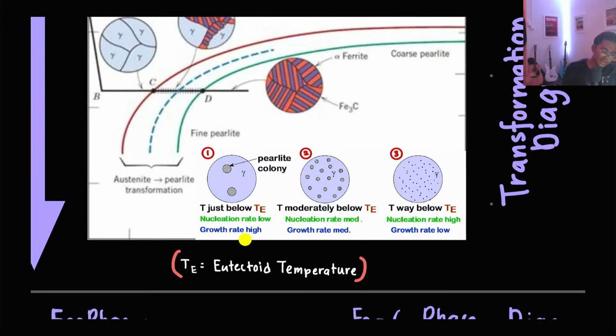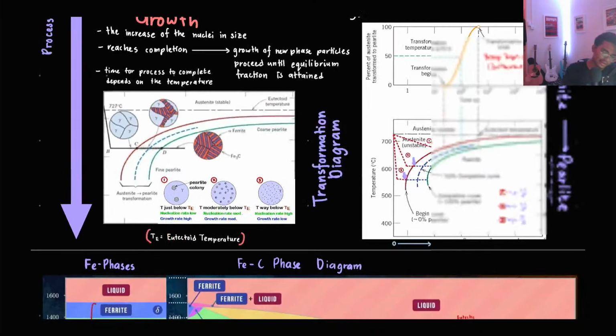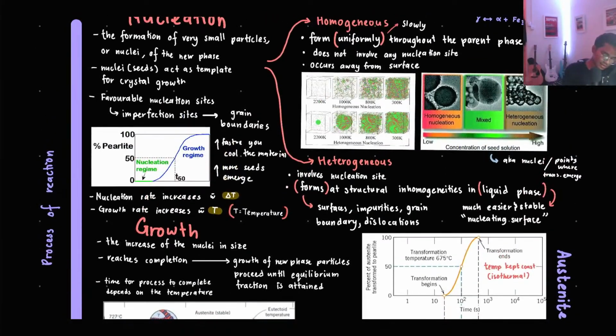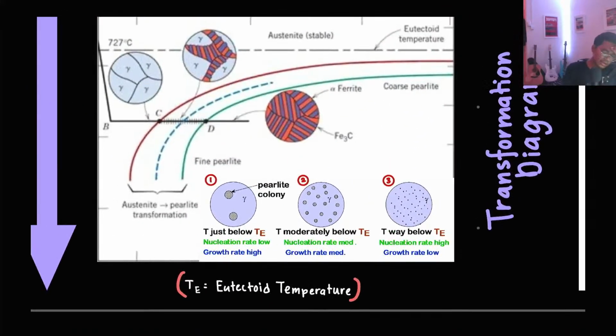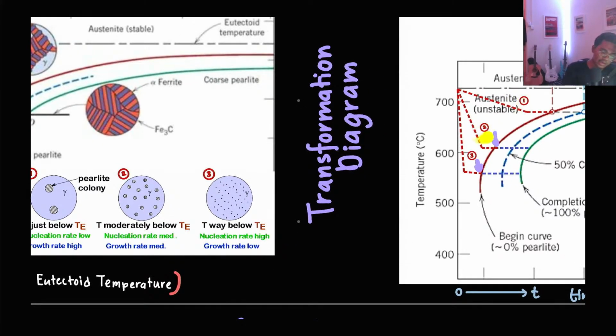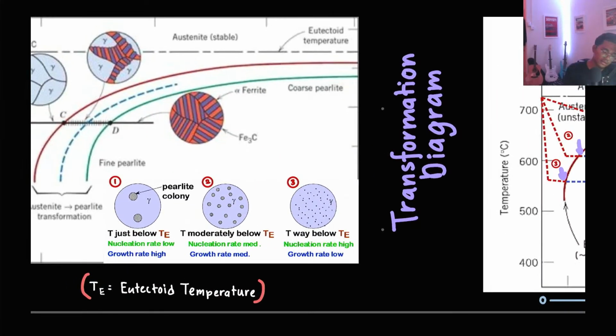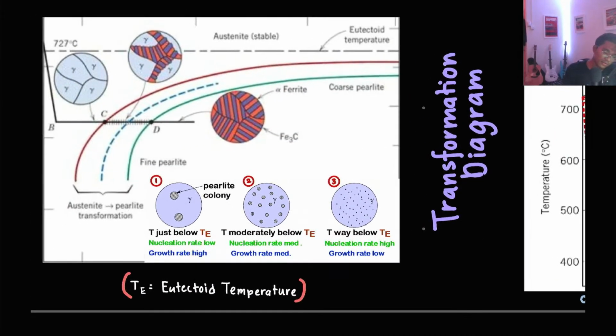Why is the growth rate high? Because it has a higher temperature. Why is the nucleation rate low? Because the difference in temperature is low. You see? When the difference in temperature is high, the nucleation rate increases. But here, the difference in temperature is not high, so the nucleation rate is low. So we compare the first, second, and third cooling rates.